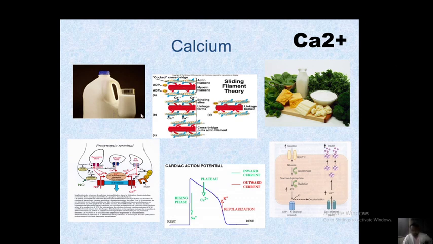So we all know that we can get calcium from milk, and from any milk product like paneer and something else, and green vegetables like broccoli and spinach. We can get calcium from there. And the non-vegetarian source is seafood. We can get calcium from seafood also.